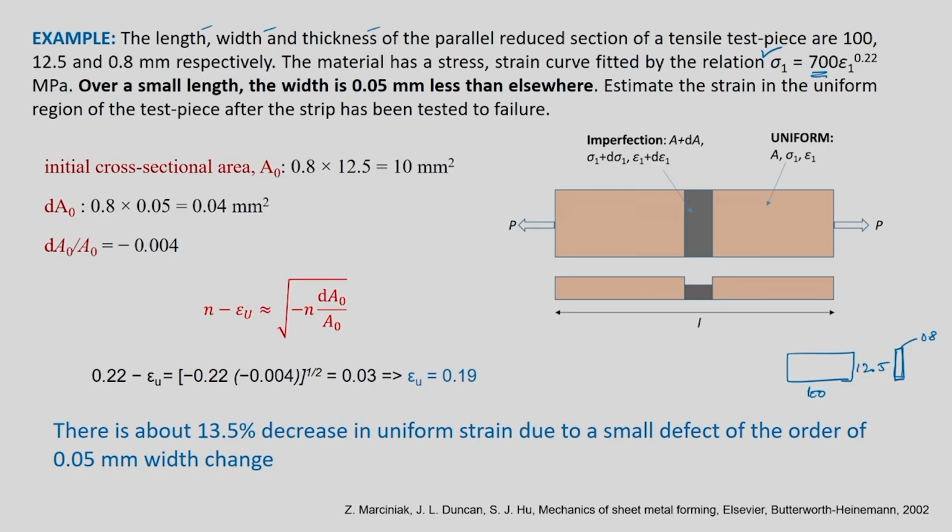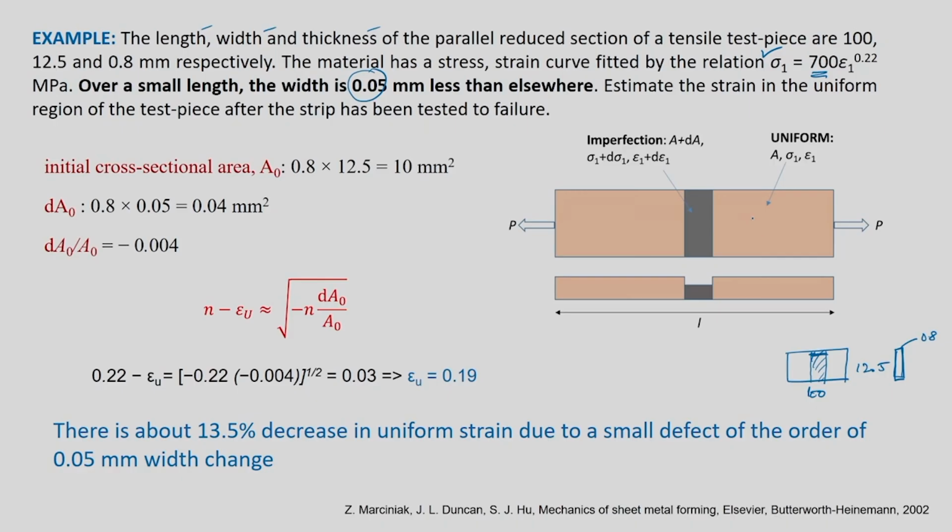And what is also given is that in a small length, the width is 0.05 mm less than at the other locations. So, let us say this is my initial strip, and at one particular location I will see a small change in width.